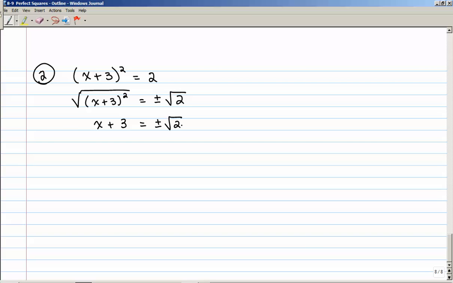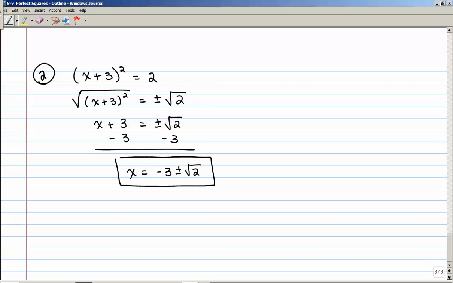But I'm not finished solving, because my solution needs to be in the form x equals. So I will subtract 3 from each side. On the left, that leaves me with x. But on the right, I can't combine something that's under a square root with something that isn't. So I'm going to write my final answer as negative 3 plus or minus the square root of 2. I know that looks a little funny, but get used to funny answers because we're going to see a lot of them coming up in the future.